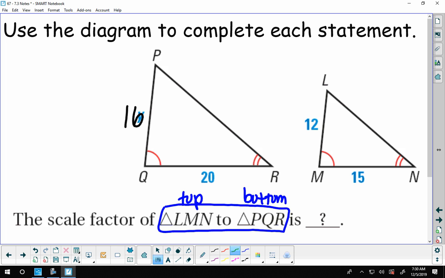So they told me that QR is 20 and MN is 15, but we want triangle LMN to go in the top because they wrote that first. So 15 corresponds to 20 in triangle PQR, and we can divide a 5 out of top and bottom to get our most simplified ratio of 3/4. So 3 to 4 is my scale factor.